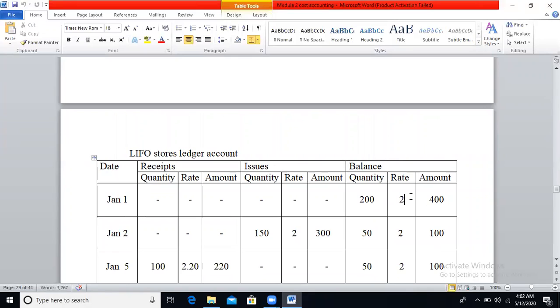The rate of units we are having is 2 rupees. So 150 into 2, you will get 300. See, out of 200, if you issued 150 units, the balance quantity will be 50 units at the rate of 2 rupees. So 50 into 2, you will get 100.